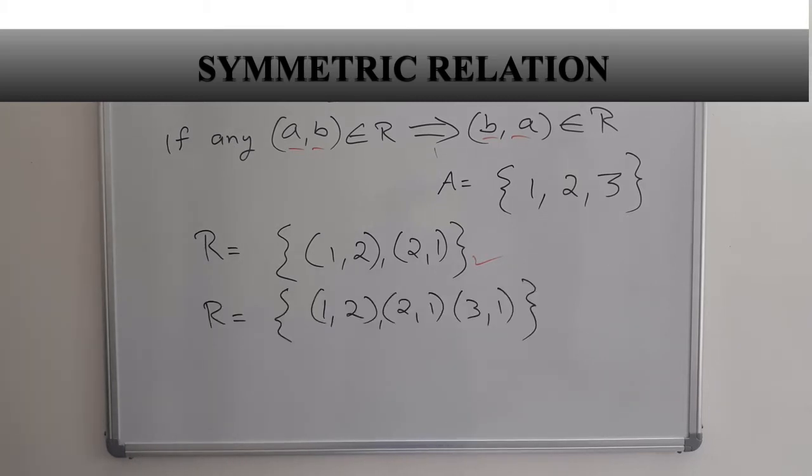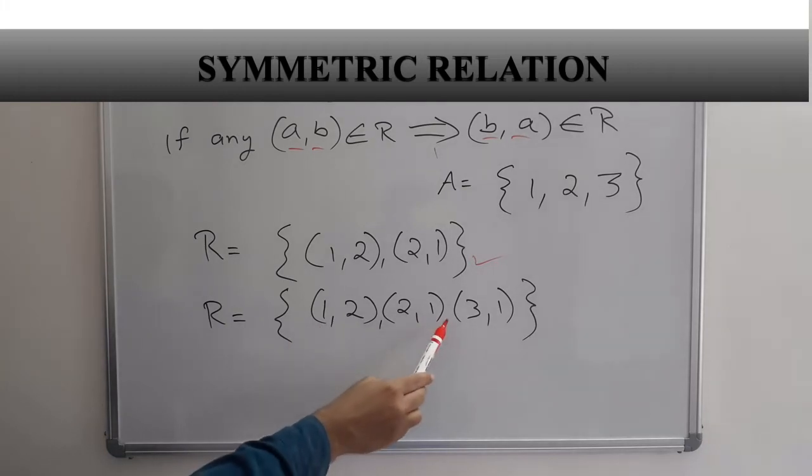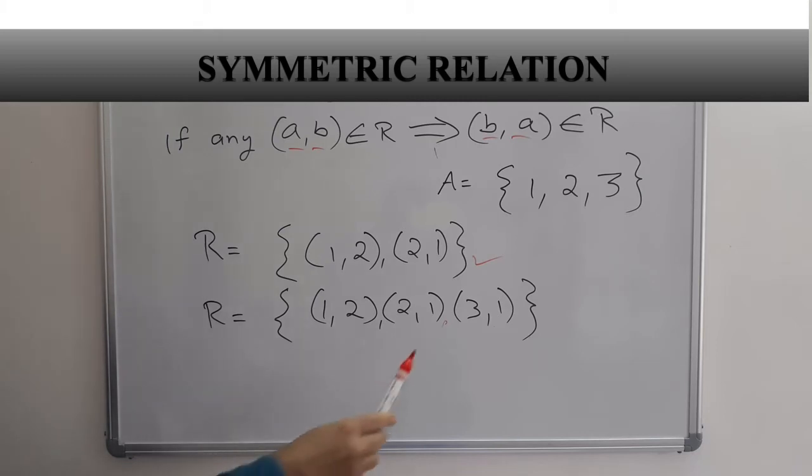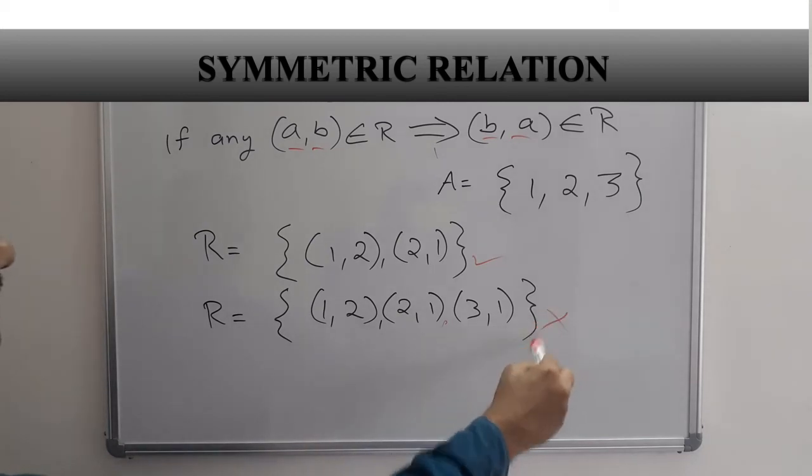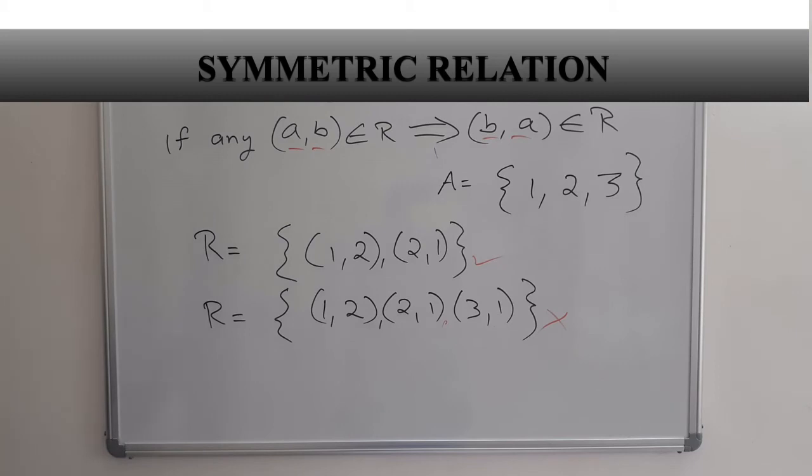We have another relation made: (1,2), (2,1) and (3,1). What do you say? Is it symmetric? We have the reverse of the first pair present here and we have the reverse of the second pair present here. But we have a pair (3,1) of which there is no reverse pair present. So since this pair does not satisfy the condition of symmetric relation, this is not a symmetric relation. Even if a single pair does not satisfy the condition, we will just tell that it is not symmetric at all.